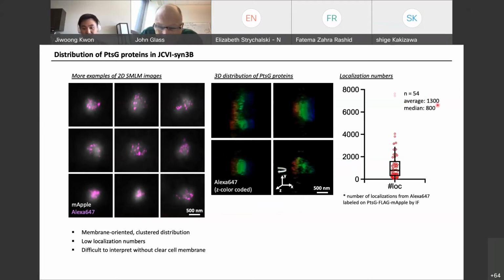Given the copy number of PTSG from the proteomics study and the multiple secondary antibodies on a single PTSG protein, we may expect at least 5 to 10 times larger localization numbers per cell. So this quantification result suggests a not optimized sample preparation condition, which might affect the sparse distribution of PTSG proteins.